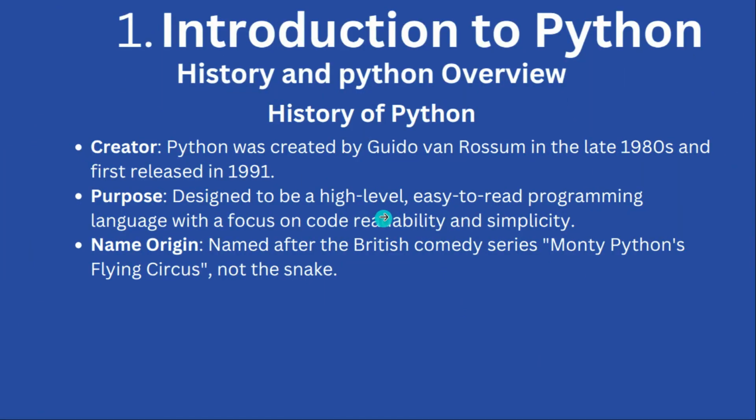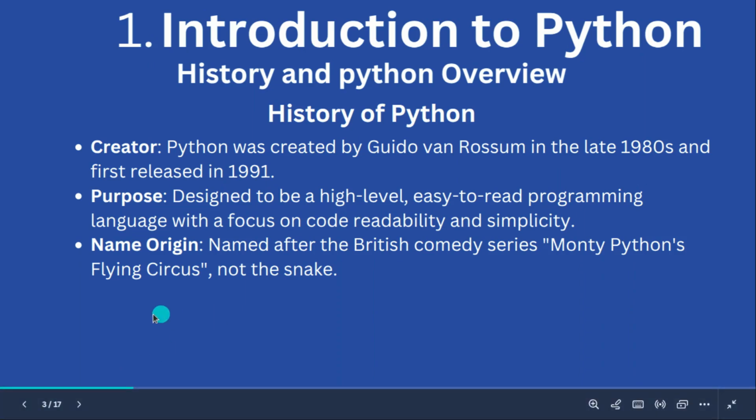Then just a quick overview of the history of Python. The first release was done in 1991, but the creation started in the late 1980s. So if we look at the purpose, it was designed to be a high level and easy to read programming language. And I believe I have interacted with a number of programming languages, and Python happens to be an easy language to learn and appreciate. So we are going to see.